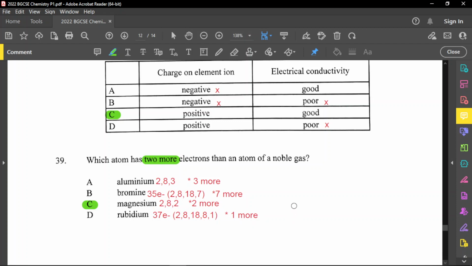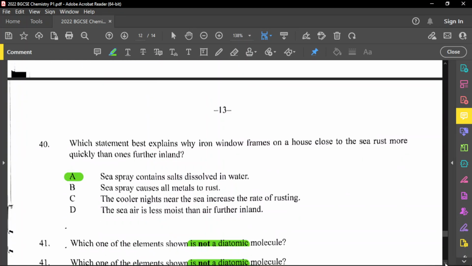Again, you can use the group to determine this as well. The group will tell you. So group 1 has 1 more. Group 2, 2 more. Group 3, 3 more. Group 5, 5 more or 3 less. Group 6, 6 more or 2 less. Group 7, 7 more or 1 less, right? So it's a kind of easy question, but I just like to show you the possibility of thinking about it in different ways. All right, question number 40, and we are almost there.